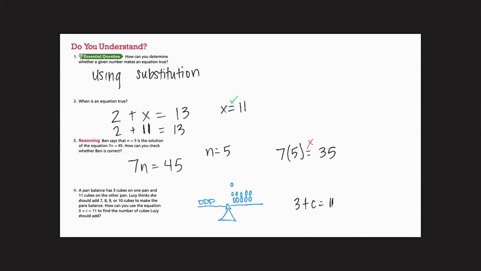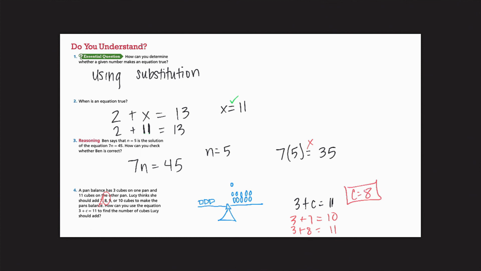So your job is to substitute in 7. What's 3 plus 7? Well, that's 10, so 7 doesn't work. 3 plus 8 equals 11. Woo! We found our solution. c equals 8 makes it true.